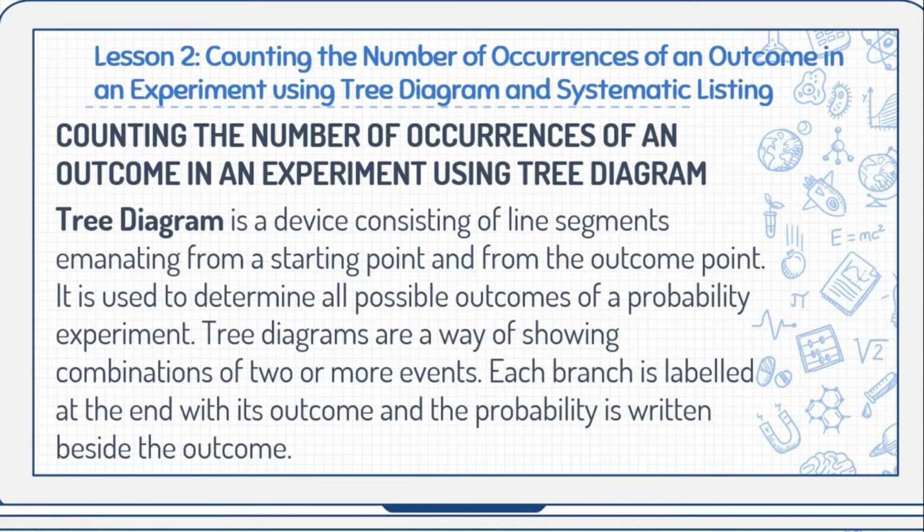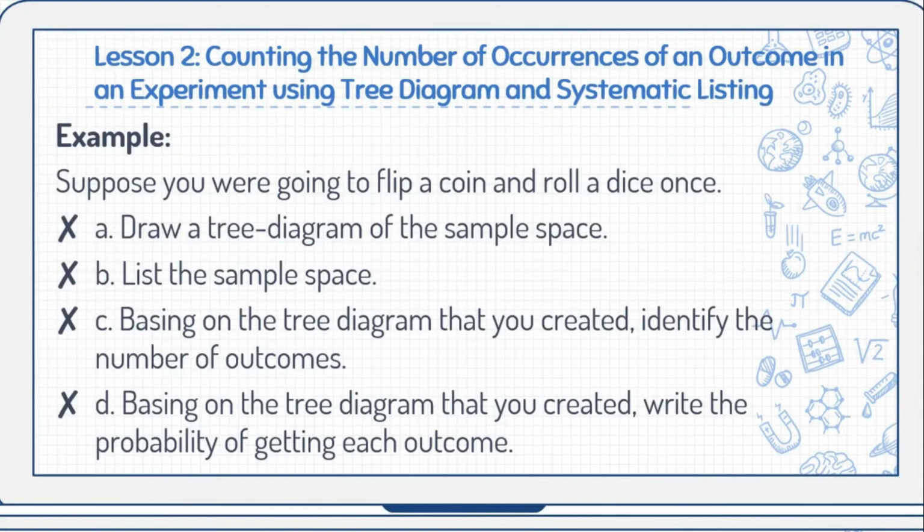Each branch is labeled at the end with its outcome and the probability is written beside the outcome. So, to better understand, we have here the example. Suppose you were going to flip a coin and roll a dice once. So, we have one coin and one dice. Then we'll throw them. We flip the coin, throw the dice, only once. So, for letter A, draw a tree diagram of the sample space, so we can see the sample space using the tree diagram. Then, list the sample space. Then C, basing on the tree diagram that you created, identify the number of outcomes. And then basing on the tree diagram that you created, write the probability of getting each outcome.